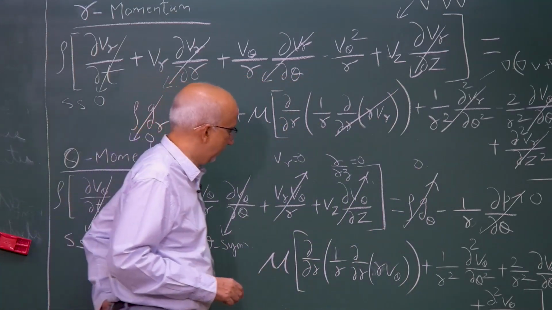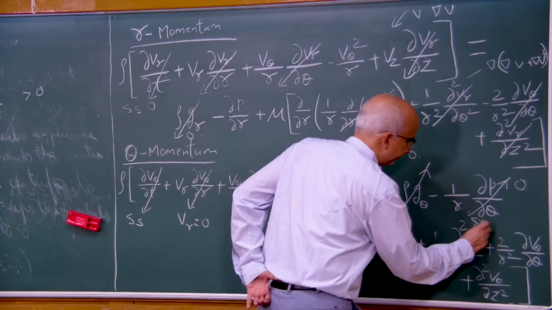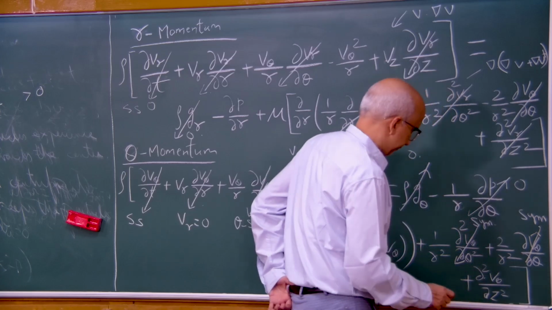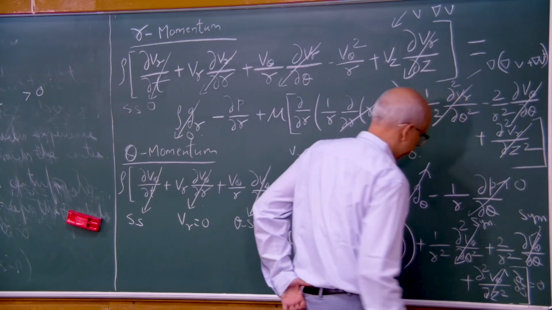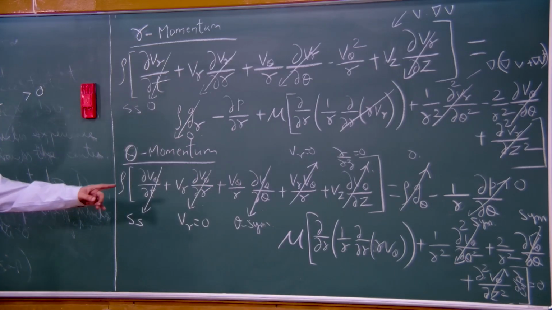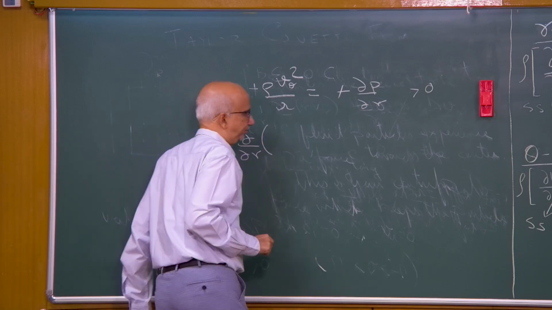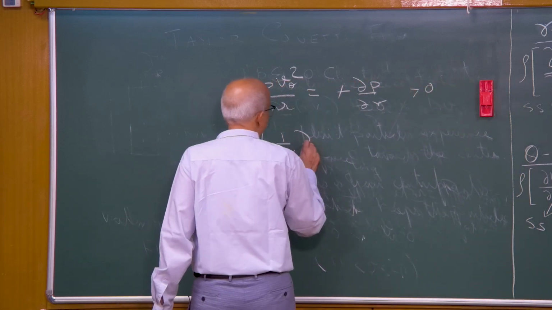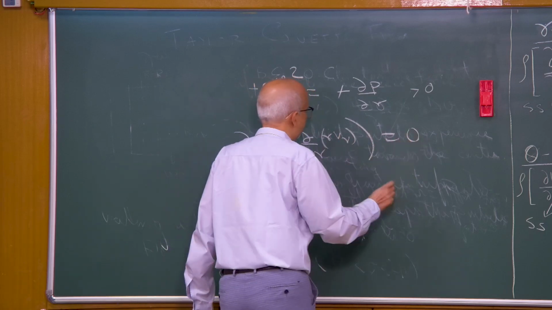What am I left with? Again, this is 0 because of symmetry, this is 0 because of symmetry, this is 0 because d by dz is 0. What I am left with is only this term here. So, the v theta is going to be governed by d by dr of 1 by r d by dr of r v theta equal to 0.